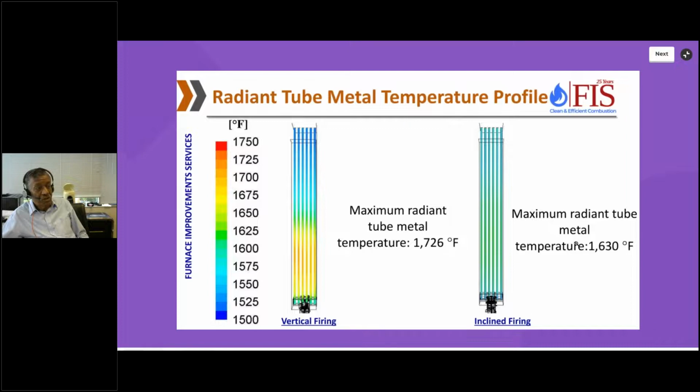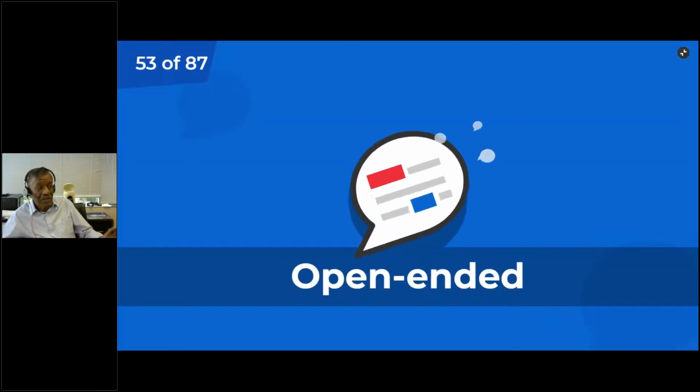And you can see almost a 90-degree reduction in the tube metal temperature. So I think it has a place. If you are having any issues with high tube metal temperatures, you can talk to us and we will be able to see whether your furnace is a good candidate for inclined firing, whether it can really reduce the tube metal temperatures. All right, that's all I had.